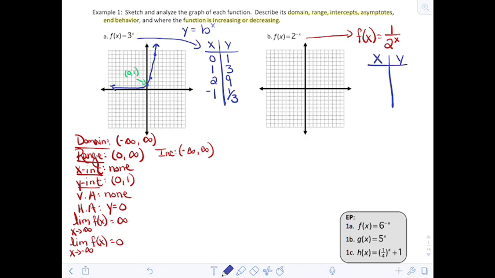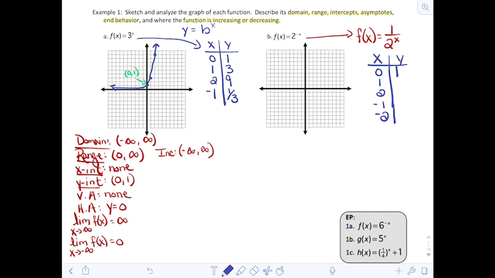So x, y, again I'm going to plug in 0. We'll plug in 1, maybe 2. How about negative 1 and negative 2? And let's see what we have. So how does having a negative exponent change this exponential? So when I plug in 0, 1 over 2 to the 0 is 1.